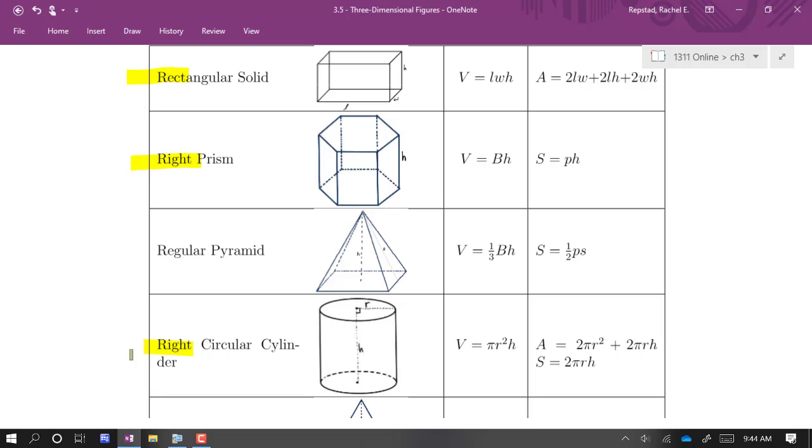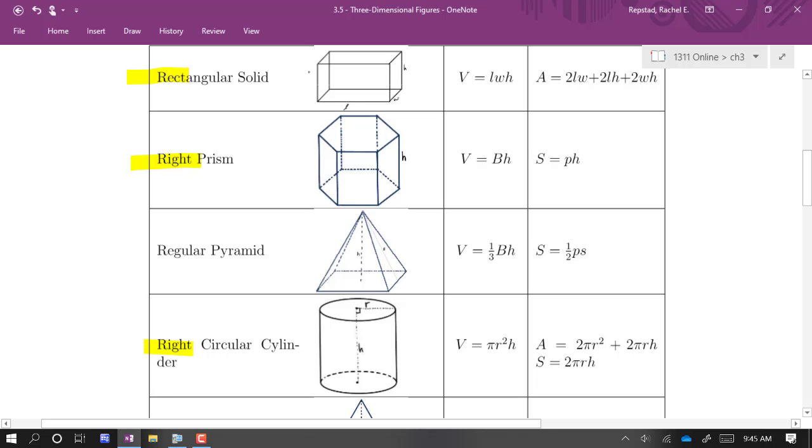Notice they're all figures where we have some base. The base is either a rectangle or a circle or whatever shape. That right prism, I drew the base as a hexagon, but it works for any shape base. So we take some base and we raise it up to a uniform height. Notice that the top is flat. It doesn't come to a point. Whenever we find the volume of a figure like that, we take the area of the base and multiply it by the height.